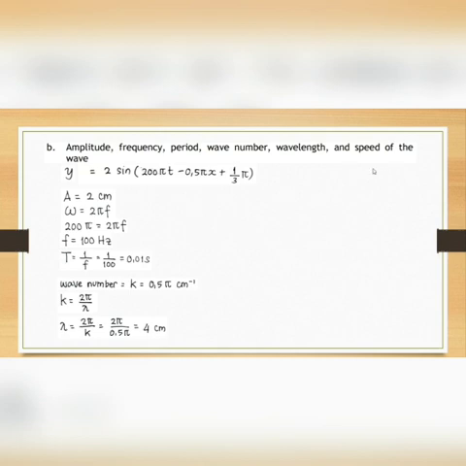And the speed of the wave is given by the equation v equals lambda multiplied by f. The wavelength is 4 centimeters and the frequency is 100 hertz. So v, or the speed of the wave, is 400 centimeters per second.